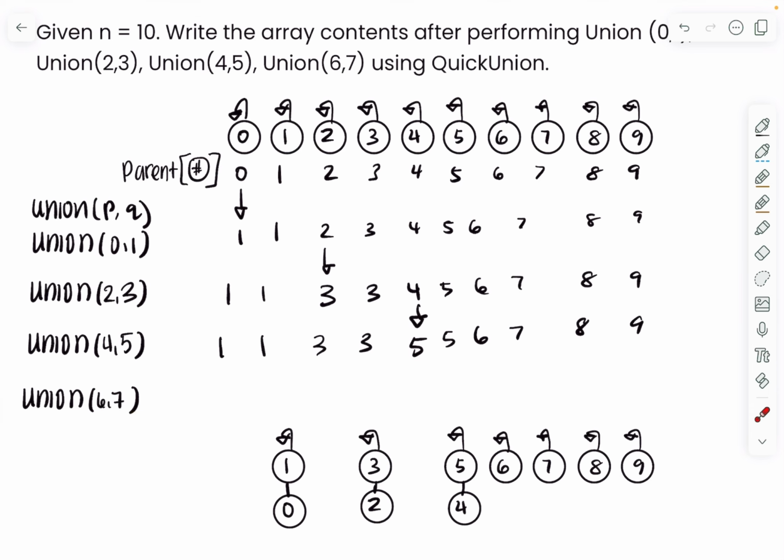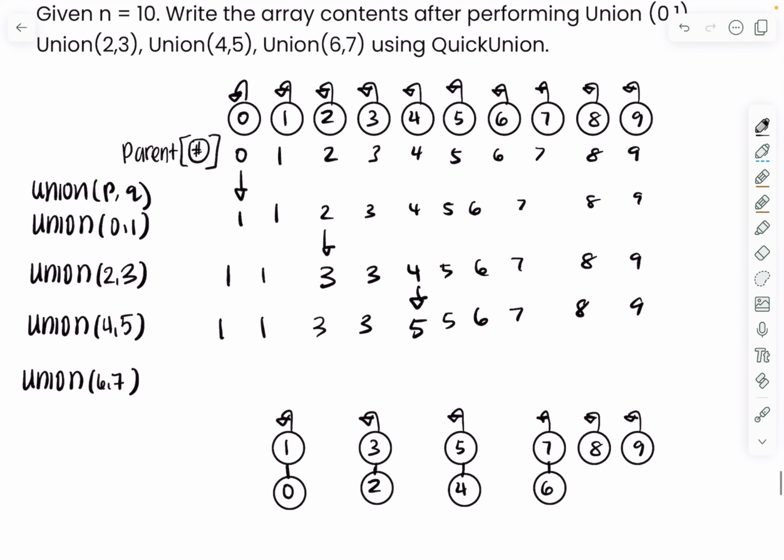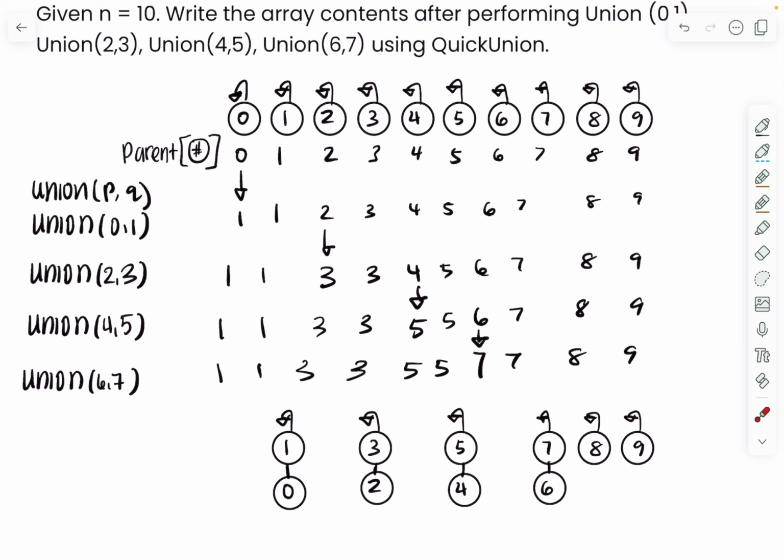And finally, union 6, 7. That means find the root of 6, that's itself. So 6 is the root of the people. And then find the root of the queen, which is itself. You're going to connect 6, have that be the child of 7. So we're going to take this and have it be the child of the queen's root. That is 7. So now I ask myself, okay, what happened? What changed? Well, now the parent of 6 is no longer itself, it's 7. So now the parent of vertex 6 is no longer itself, it's 7. Like so. And then everything else drops down.